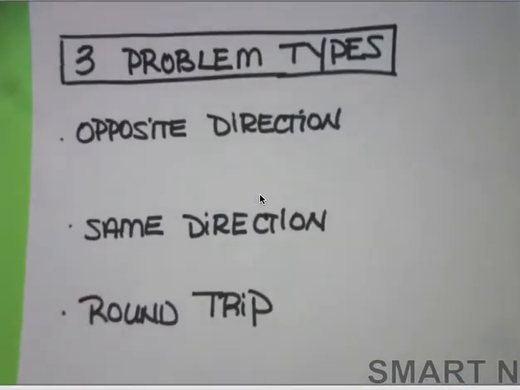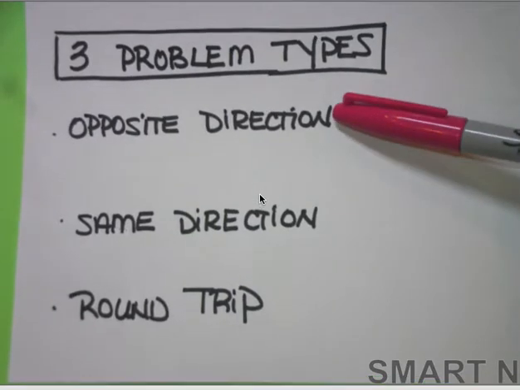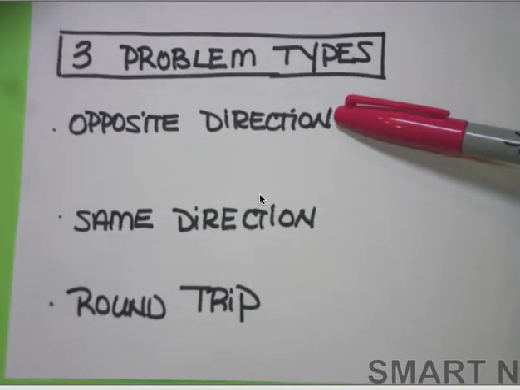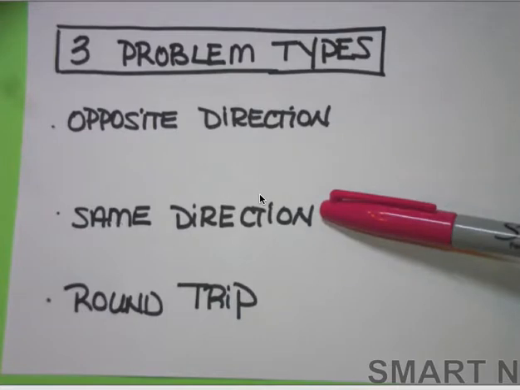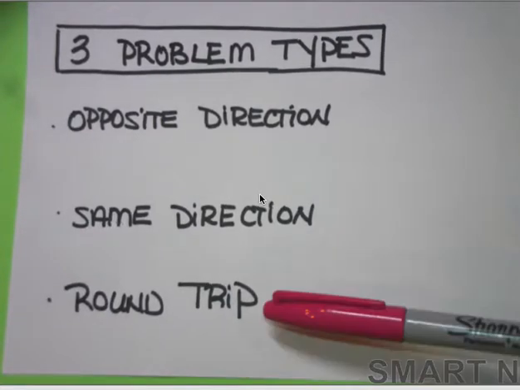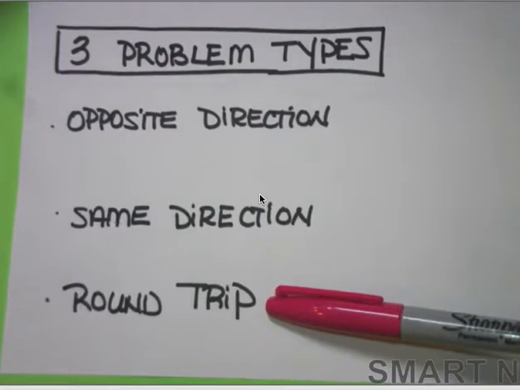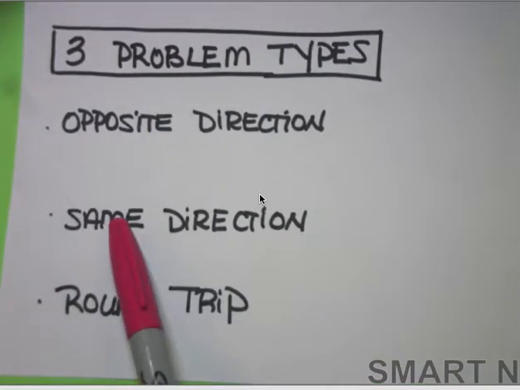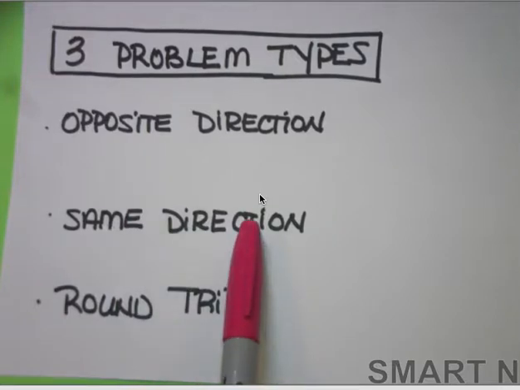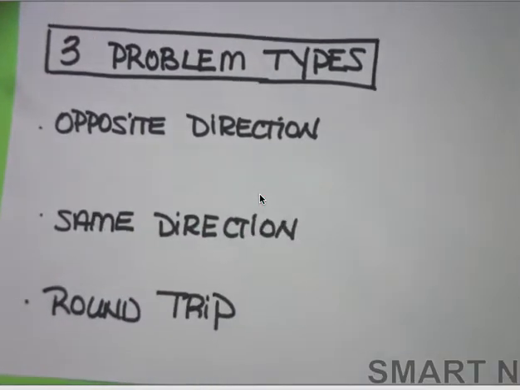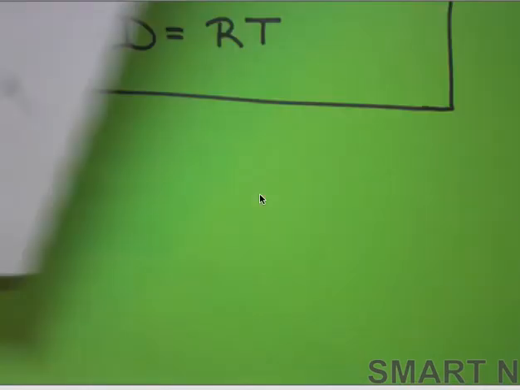There are 3 problem types: objects traveling in opposite directions, which was in a previous video. The focus of this video is going to be objects traveling in the same direction, and then the third video will discuss objects making a round trip, or a single object making a round trip. So this video's focus is objects traveling in the same direction. So let's first look at what that means.